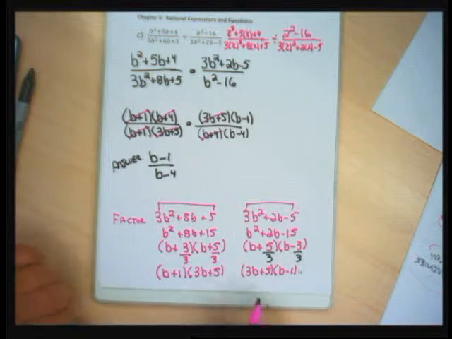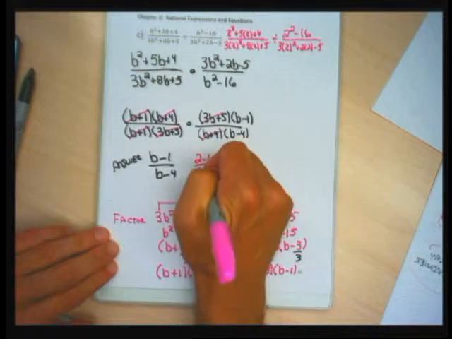And for my answer, it's going to be easy to check. I'm just going to go 2 minus 1 over 2 minus 4.